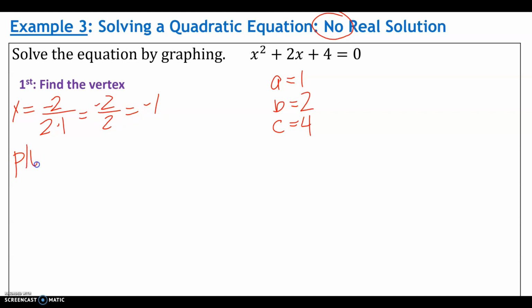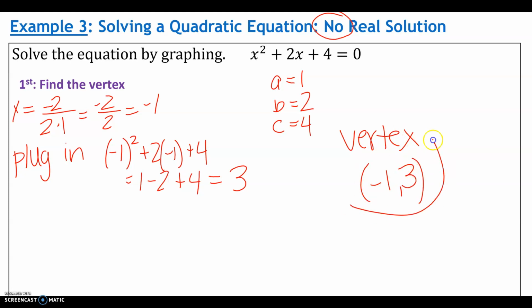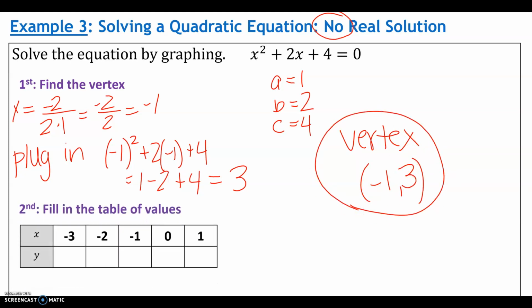And we're going to plug back in and get -1 squared, and then 2 times -1 plus 4. PEMDAS. And I do believe you'll get 3. So vertex is (-1, 3). Table of values. Oh, look, there's my x of -1. So that is 3. Now I'm going to already plug in the rest of these points for you. So you would get 7, 4, obviously 4, and then 7.